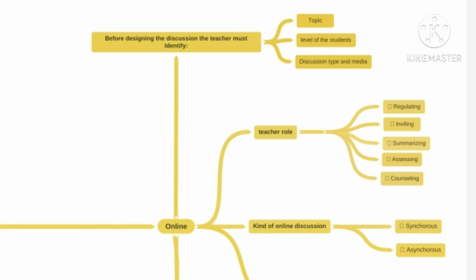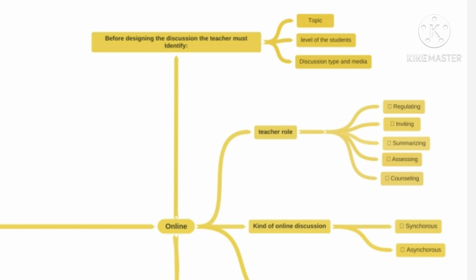Number four is assessing, giving formative assessment and feedback to help students improve their performance during the course. And the last is counseling. In this case, the teacher can contact parents to be invited to work together in learning.